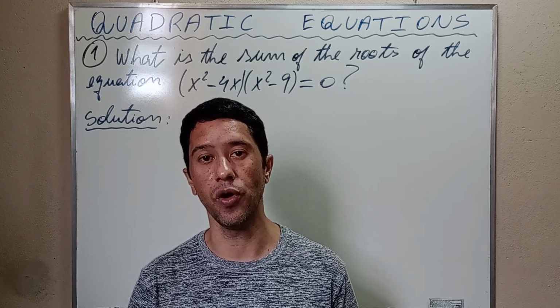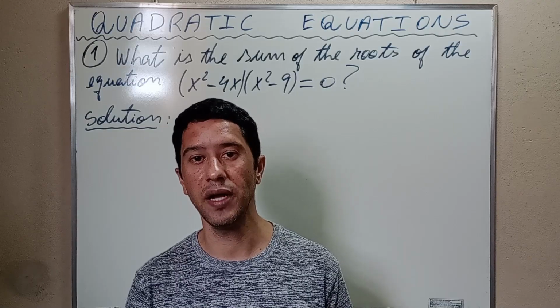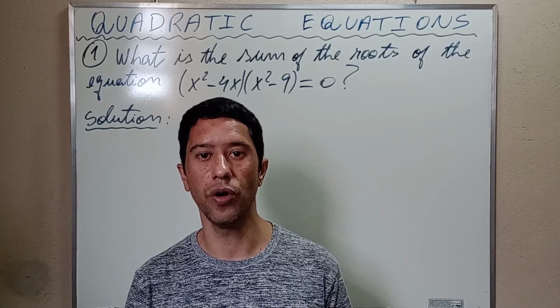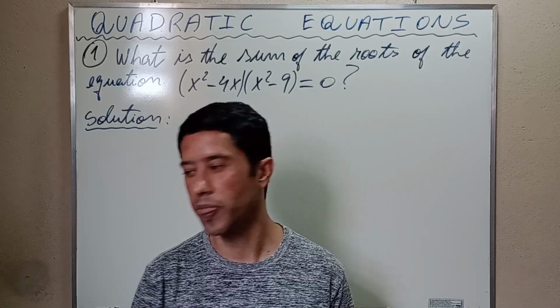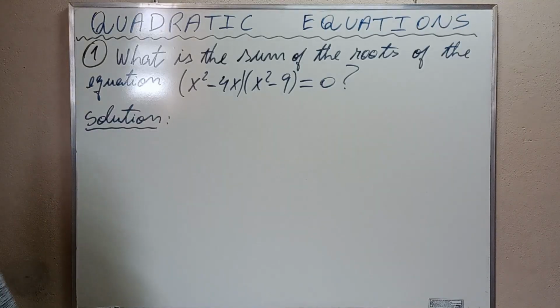And in this video, I would like to discuss with you 9 exam questions on quadratic equations. Let's go to the first exercise. Exercise 1 asks us, what is the sum of the roots of the equation x squared minus 4x times x squared minus 9 equal to 0? Okay, my friends, this is the exercise. Let's go to the solution.